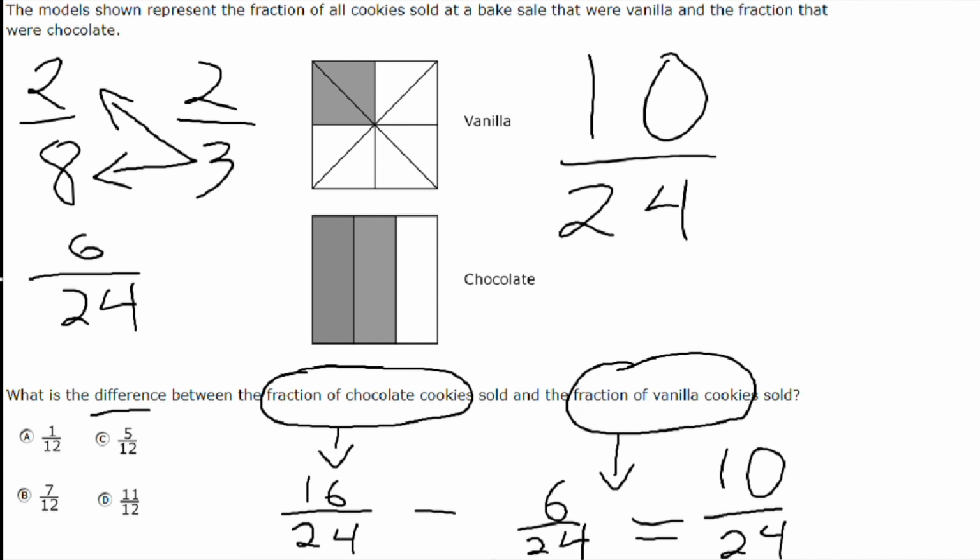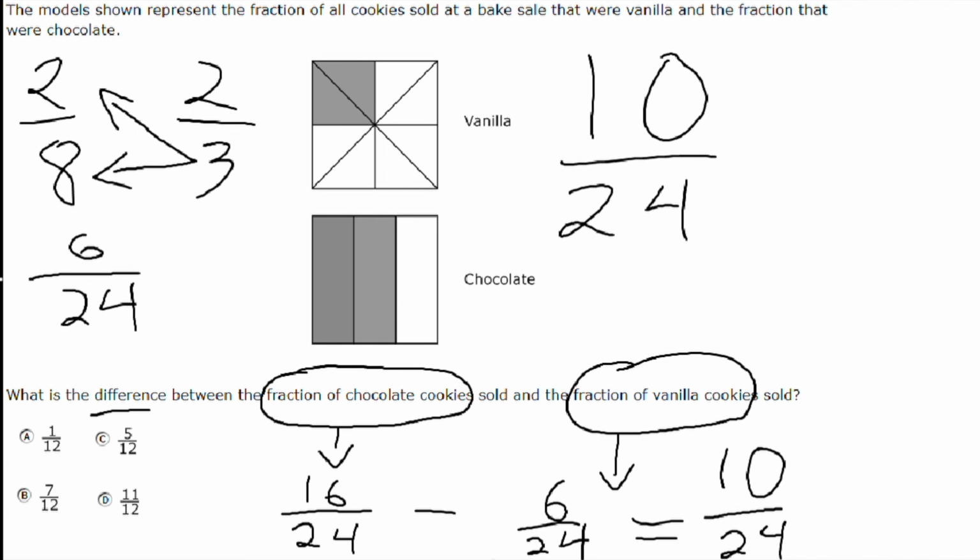Now, how do we simplify this? What number can we use to divide 10 and 24? That number is going to be something called our greatest common factor. What number can we use to divide both the 10 and the 24? Well, we can use 1, right? 10 divided by 1 is 10. 24 divided by 1 is also 24. But that doesn't get us anywhere.